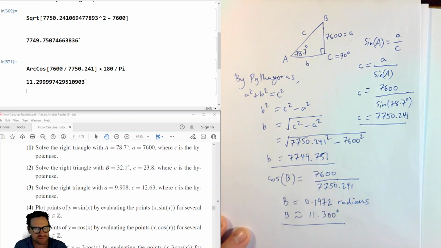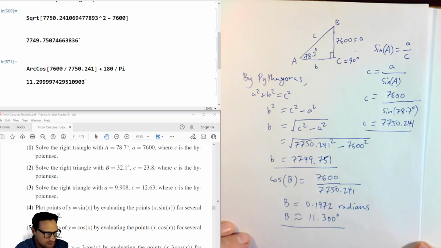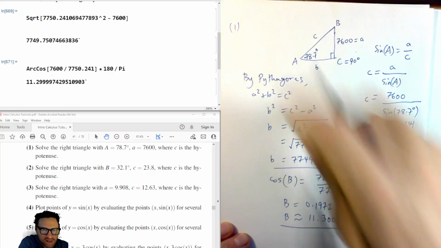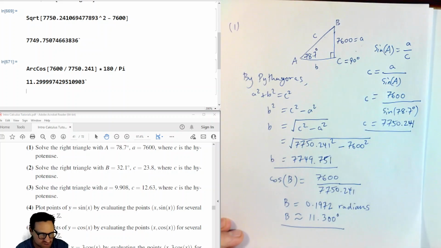Okay, and so we've solved the triangle because we have all 3 angles and all 3 side lengths. All right, so that was question 1. Let's move on to do question 2.